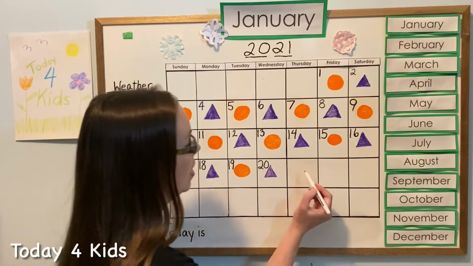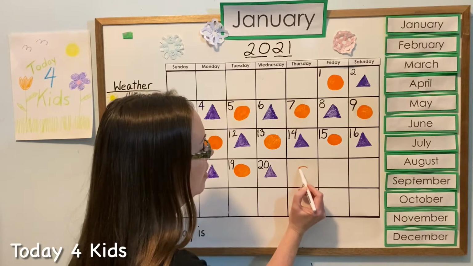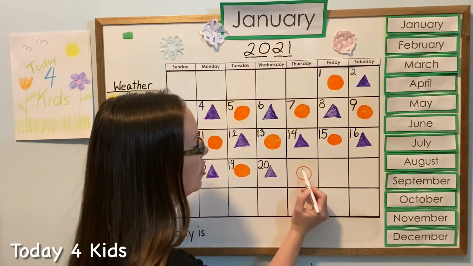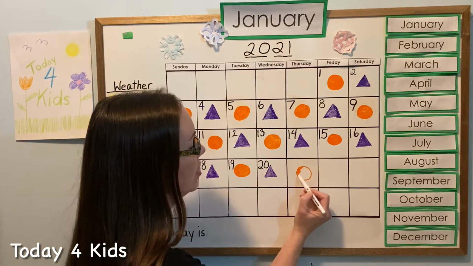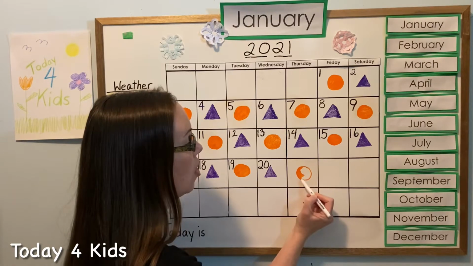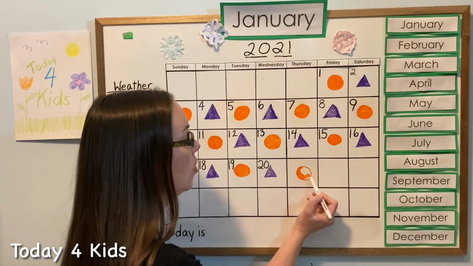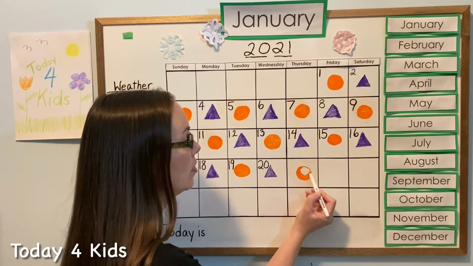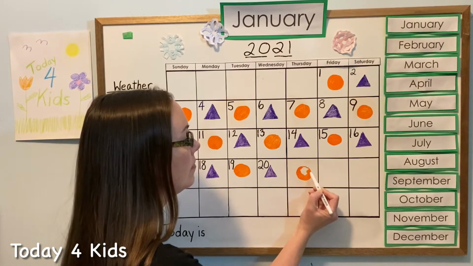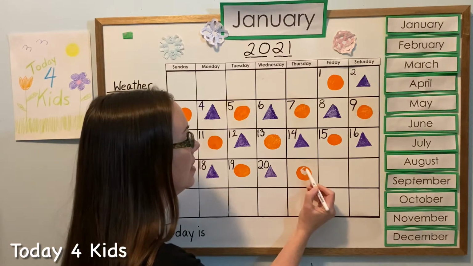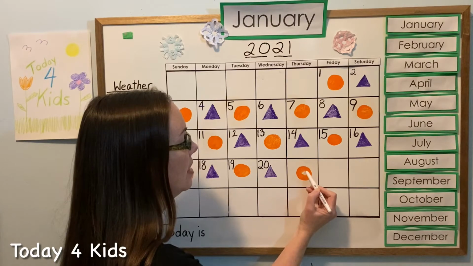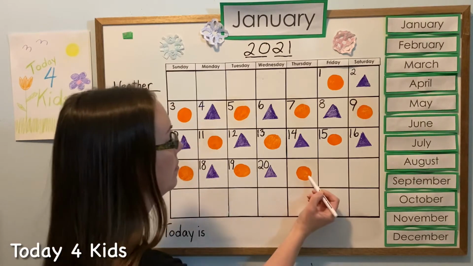So let's draw an orange circle in our square. Are you drawing it on your calendar at home? Do you have a calendar that you can use, or maybe draw one on a piece of paper? Or you can X it off if you don't want to put orange circles and purple triangles. Or you can just do it in your head. Sometimes we are very good at remembering what day it is just by seeing it a couple of times.